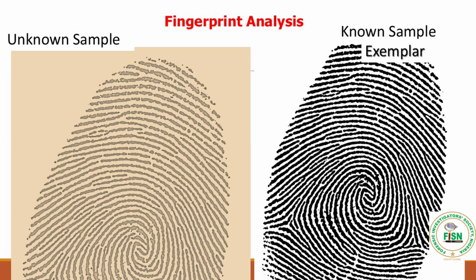Both of them may be scanned into the system like this. Then you begin to mark them one after the other. Mark the points: the bifurcation, the ridge ending, the core, and so on and so forth. In the known sample you do that, then you also do it for the unknown sample. Then later you do the comparison.